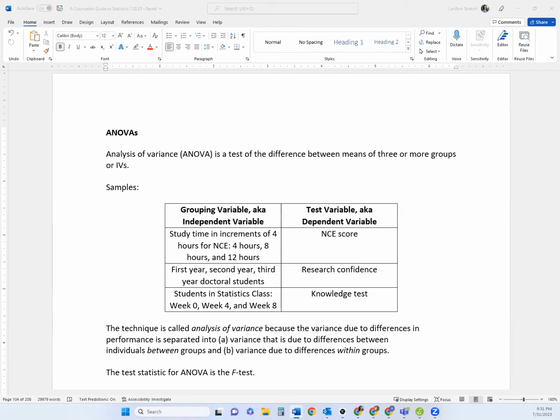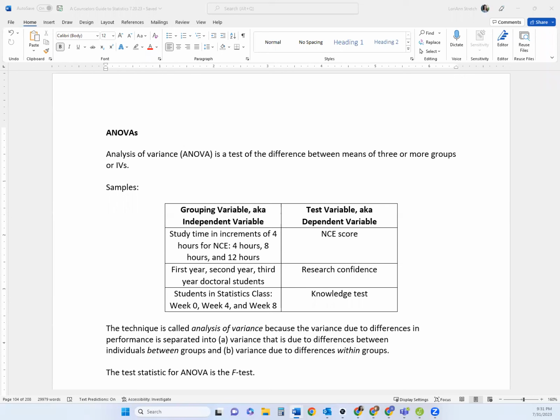Or I might study first, second, and third year doc students on their research confidence, or maybe students in a stats class on their statistical knowledge, the dependent variable, looking at people in their week 0, week 4, or week 8. Now, in the first two examples I gave you, those are comparing groups, and they're only being tested once. In this last group, it's the same people being tested more than one time. So in that situation, we have what's called a repeated measures ANOVA.